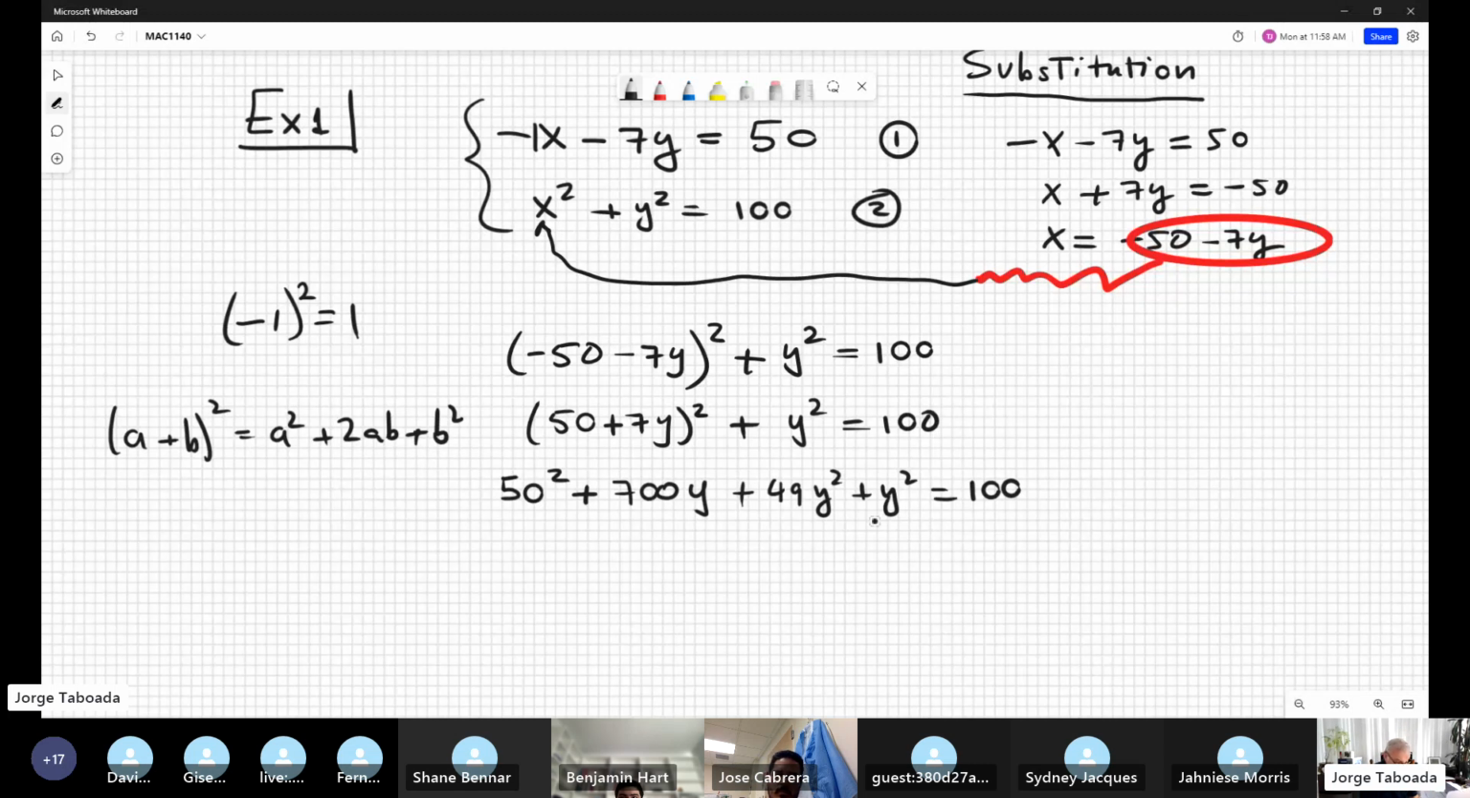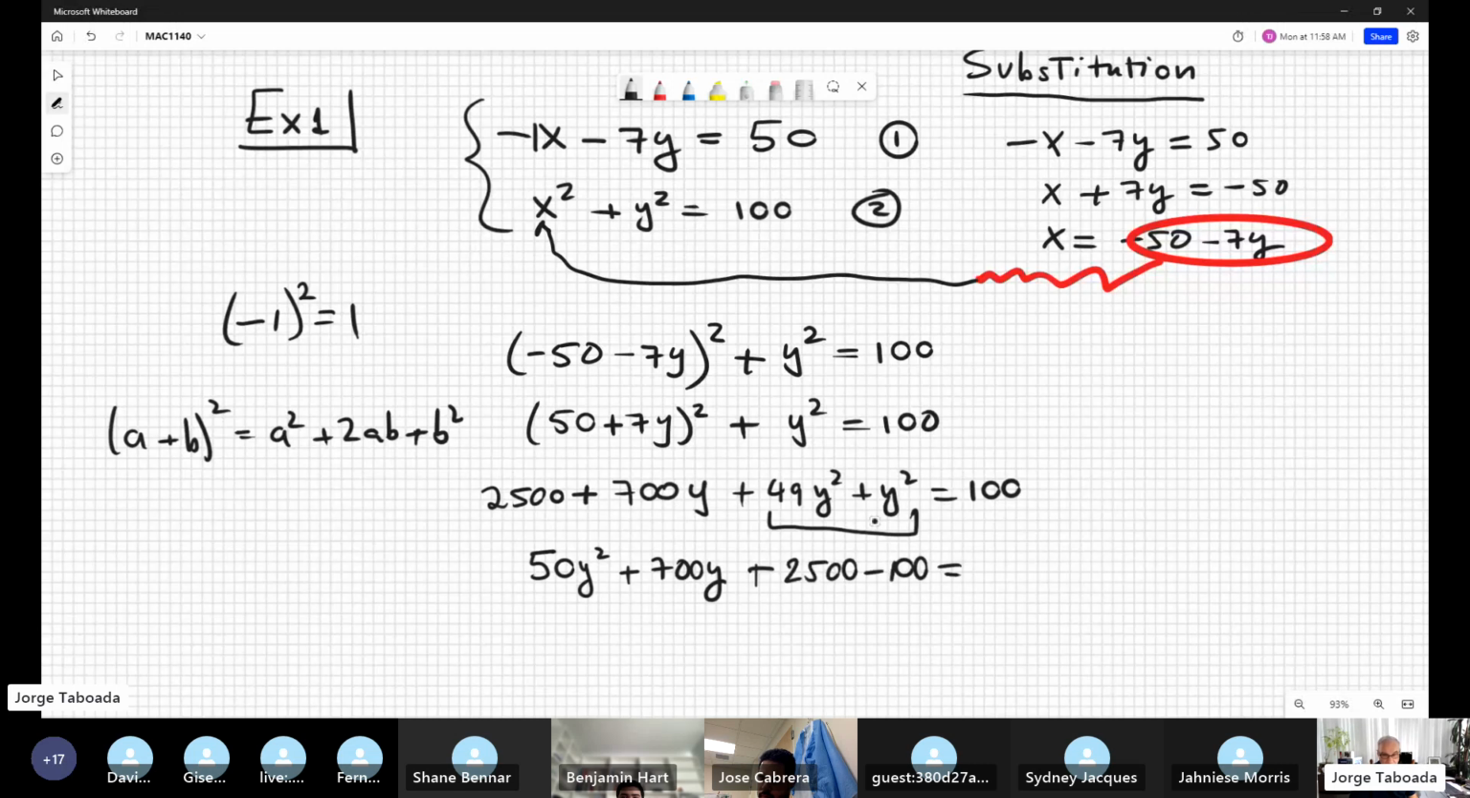Say something. 50 squared is 2500. So actually, let me organize. Let me erase this. 2500. Wow. So this equation looks like, in my opinion, a quadratic equation, because you combine like terms: 49 plus 1 is 50. 50y squared plus 700y plus, well, 2500 minus 100, can move to the left, equal to 0. And 2500 minus 100 is 2400.